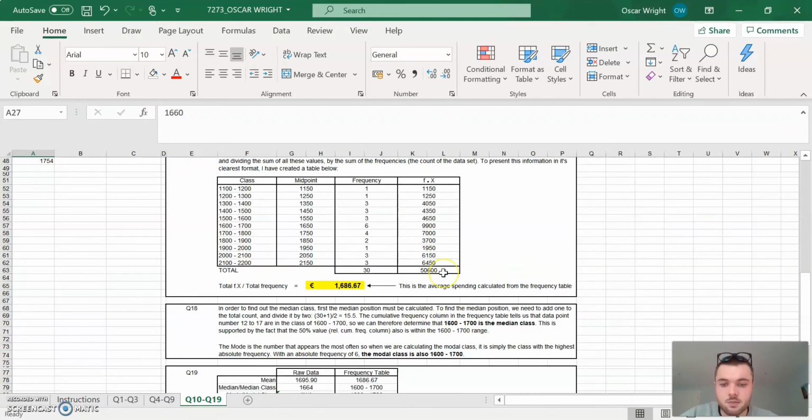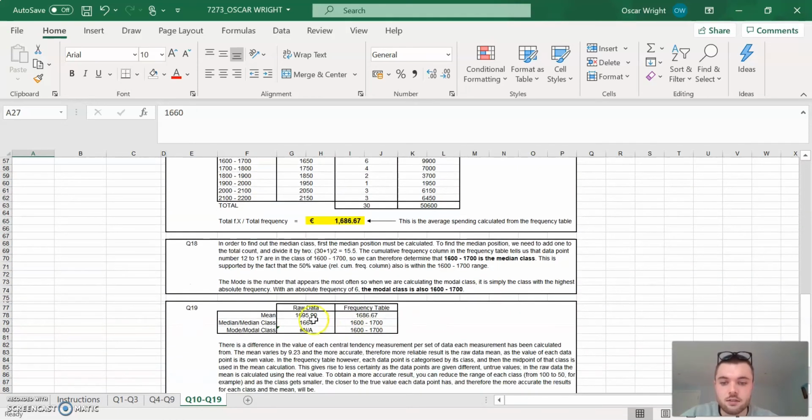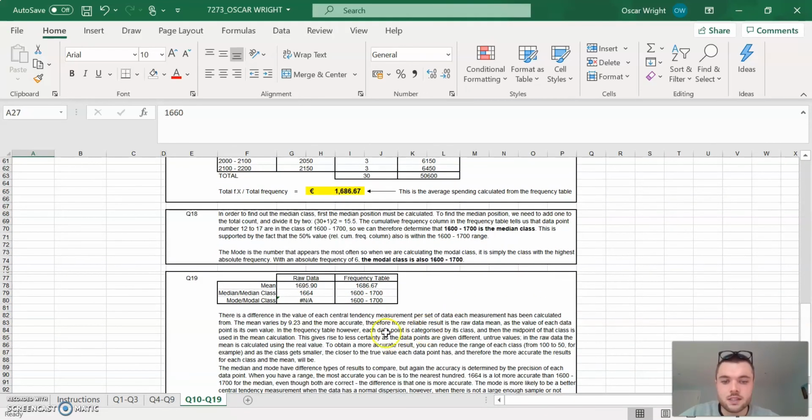Each data point is accurate to its own value. Whereas when we look at the frequency table, this is how we calculated our mean. We take a frequency and we make an average of its class. So this is what the midpoint is. This is the average of the class, and it's also the midpoint number. That's why there's a slight discrepancy in the value for the mean from the raw data and the frequency table. This means that there's less certainty as the data points are given different untrue values in the frequency table, whereas in the raw data, the mean is calculated using a real value.